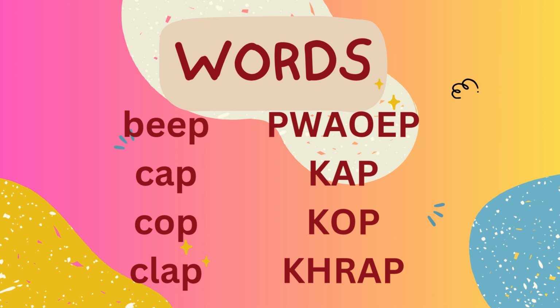Cap. Then cop. So we have cop, it's initial K, vowel O, final P. Left ring finger, left thumb, and then final P for right middle finger. Another is clap. So initial K, left ring finger, initial H and R, left index finger, vowel A, left thumb, final P, right middle finger. So press at once or simultaneously and then release quickly and go back to home position.